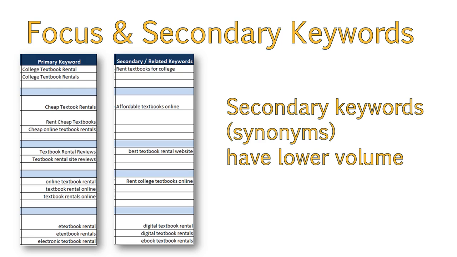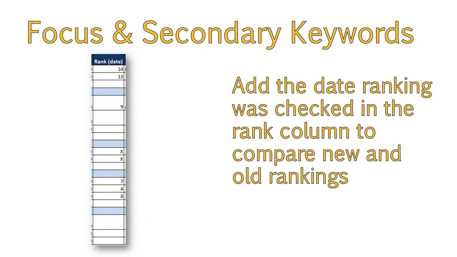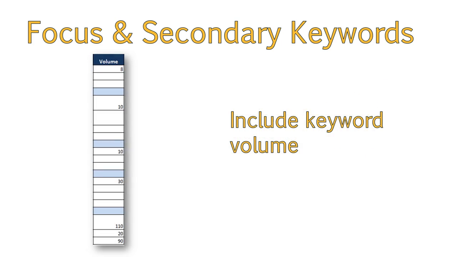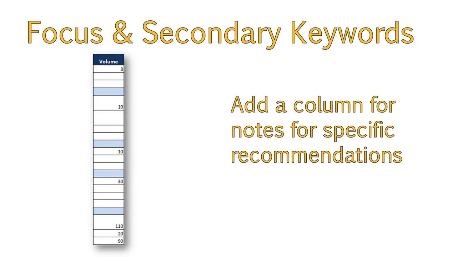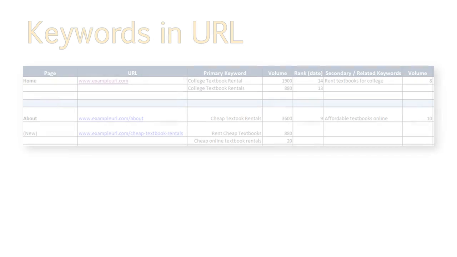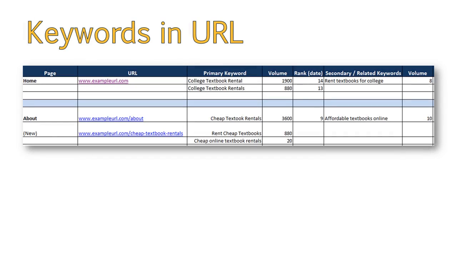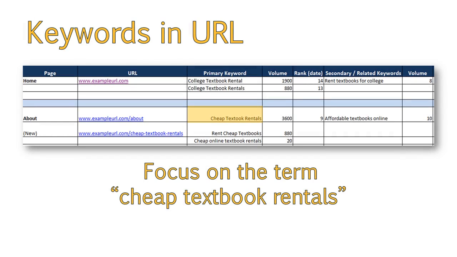There is also a rank column where you would want to add the date you checked the ranking, so later on, once changes have been applied, you can begin comparing the new rankings to the previous one. I also include the keyword volume. The last column is a column for notes, where I can add information about why I am making the specific recommendations I am. In the second page example, I am recommending that the About page focus on the term cheap textbook rentals.